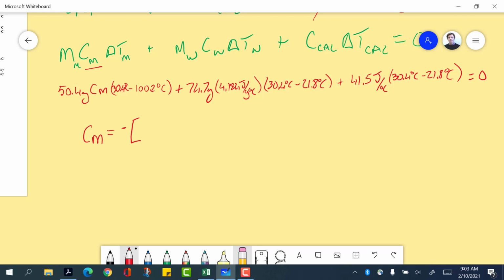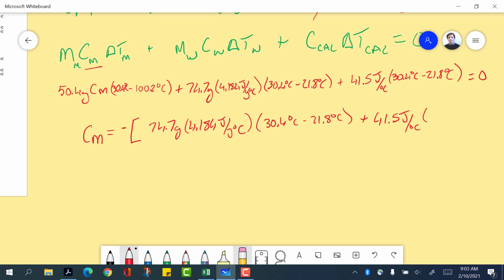and that is the 70.47 grams, the 4.184 joules per gram degree Celsius, times that change in temperature for the water in the calorimeter, and the heat loss to the calorimeter here, it's the calorimeter constant times change in temperature of the calorimeter.